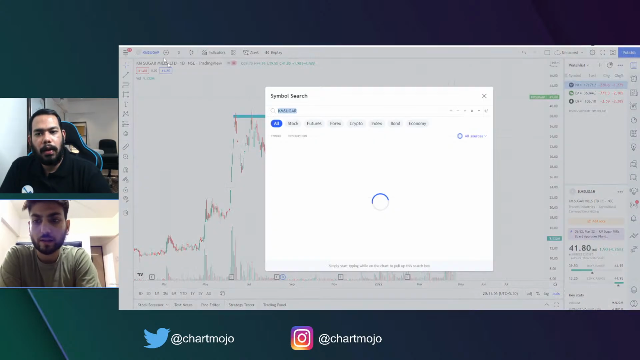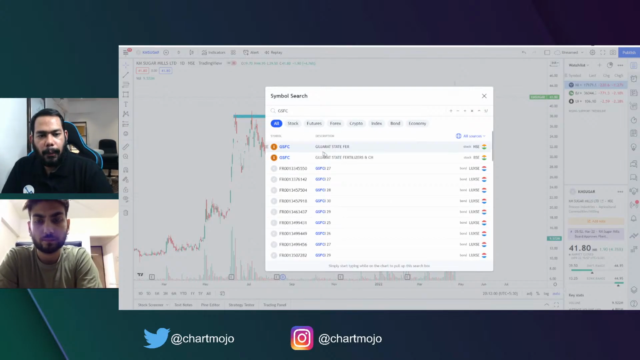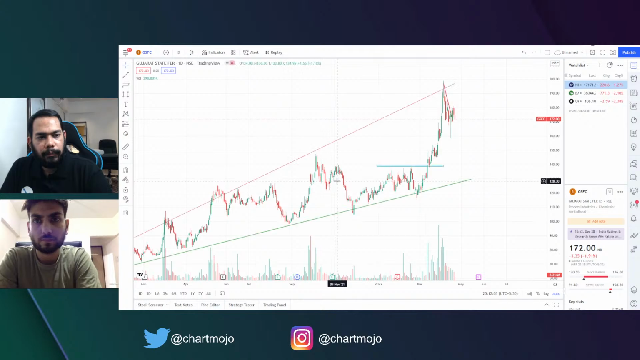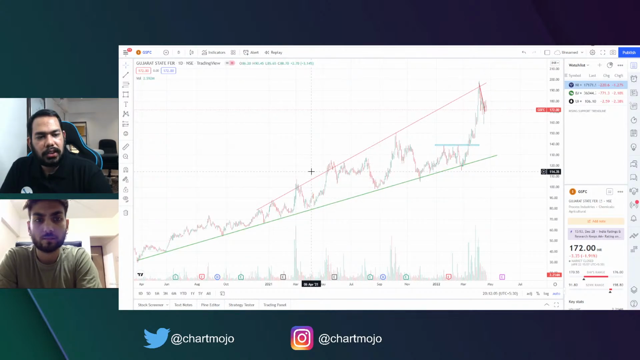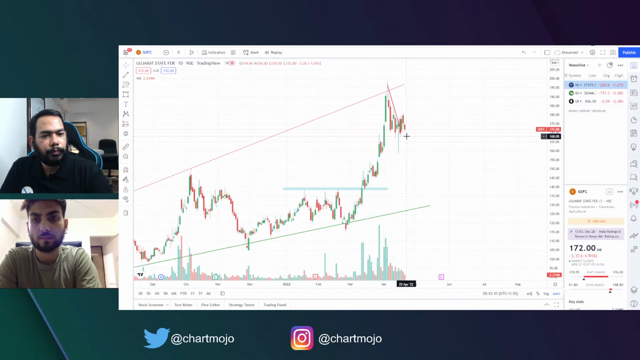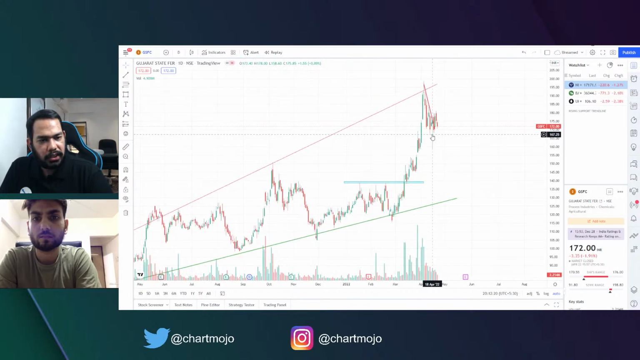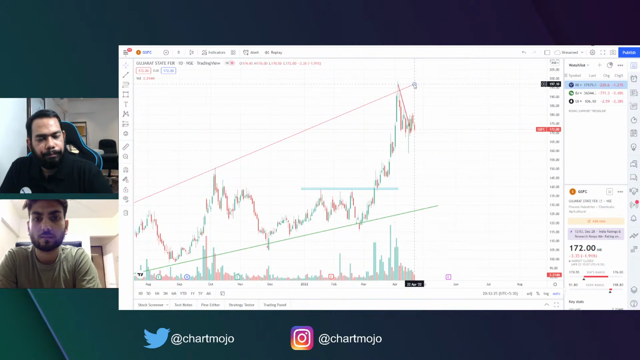Yeah, so we'll be taking one more counter, and that is GSFC. I think this is in a widening formation. Right now we can see this broadening pattern playing out. I might have given an idea somewhere here or here, but this has not been confirmed.